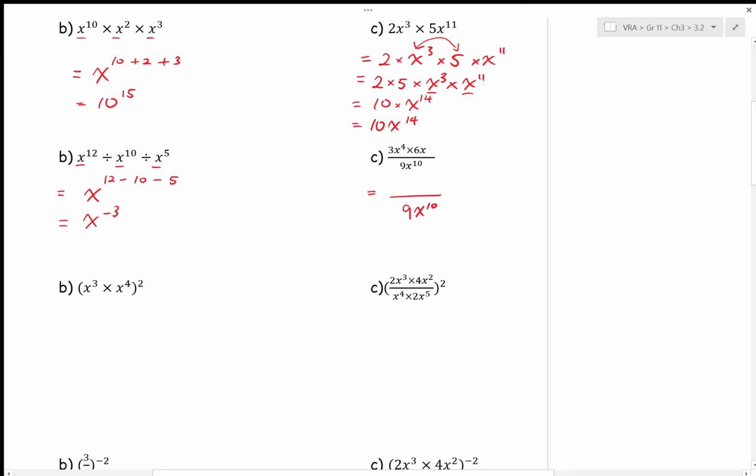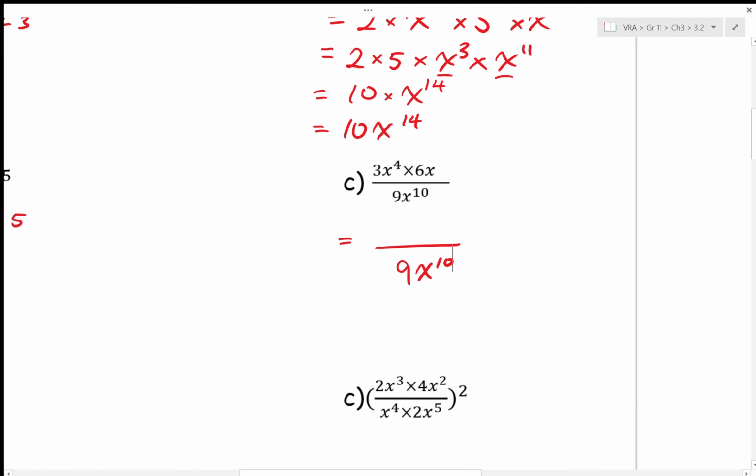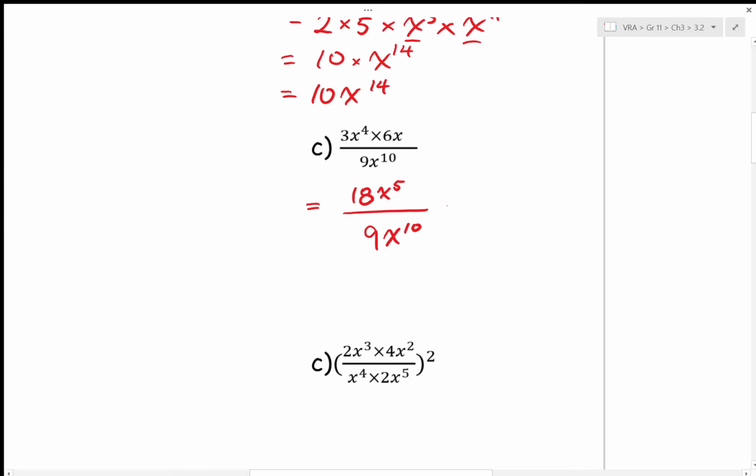If you look at the numerator, it is 3x to the power of 4 times 6x, so that becomes 18, right? The coefficient by coefficient. And then x to the power of 5, because we have x to the power of 4 times x to the power of 1. If there is no power, that means it's a power of 1 all the time, right? Now, then we have division. The fraction is basically division, right? So don't get confused. The same way as the multiplication, you just look at the coefficient by coefficient.